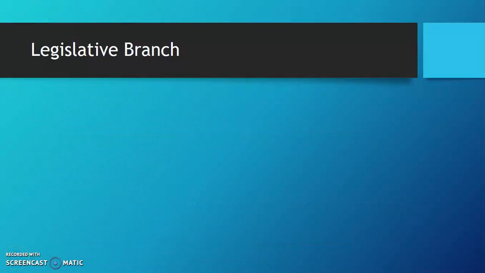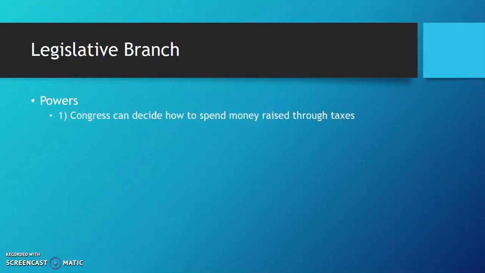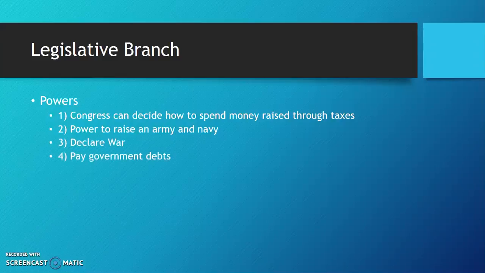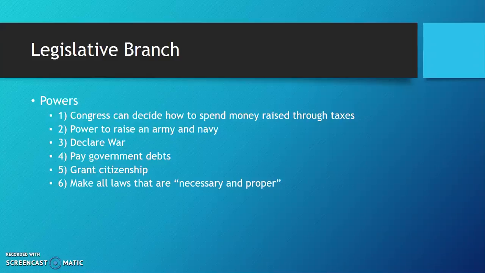The legislative branch, along with this purpose, has many powers. One of their powers is that they can decide how to spend money that is raised through taxes. So they spend our tax money. They also have the power to raise an army and a navy. They can declare war, pay government debts, grant citizenship to people, and make all laws that are necessary and proper. Those are the powers of the legislative branch.